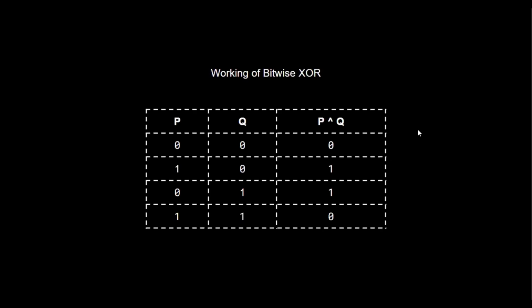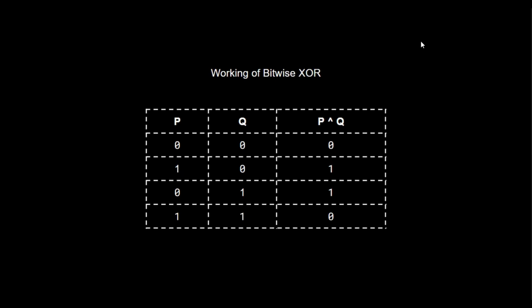Here is the working of bitwise XOR operator. In XOR, there is one unique thing. If both bits are same, the answer will be 0. And if the bits are alternate, then the answer would be 1. So here you can see 0 and 0 gives us 0. Even 1 and 1 gives us 0. But 1 and 0, and 0 and 1 would give us 1 and 1.